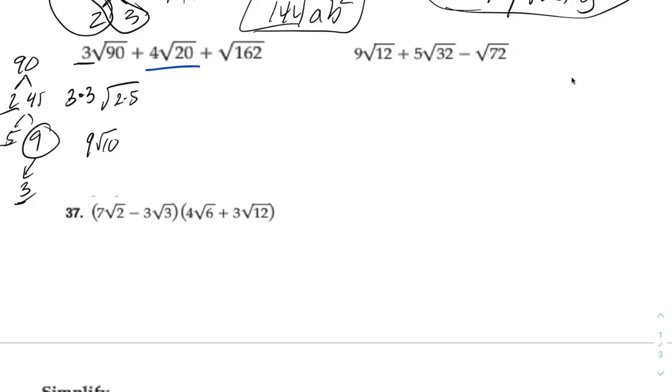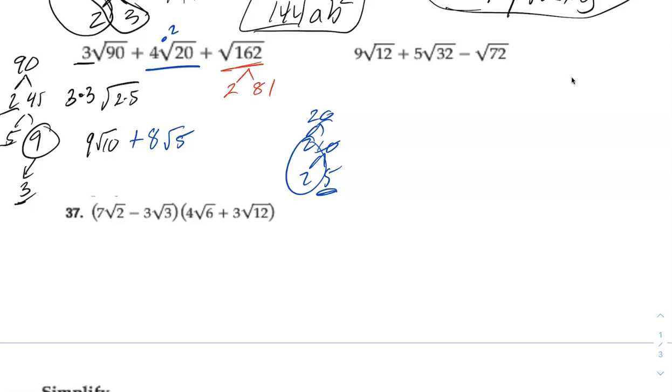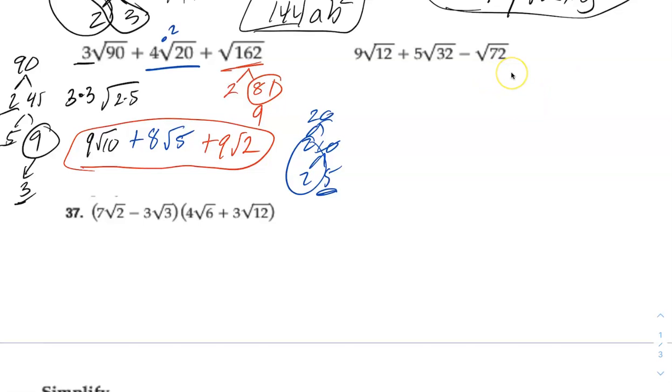How about this one? 4 rad 20. Let's break down 20. 20 is 2 times 10 and 2 times 5. Pair of 2s, so it comes out. I get an 8 on the outside and a rad 5 on the inside. Now, 162. Break it down. 2 and 81, right? 2 times 81 is 162. I know the square root of 81 is 9. So this is 9 rad 2. And there it is. That's all I could do. They're all different. Can't add anything up. So there it goes.